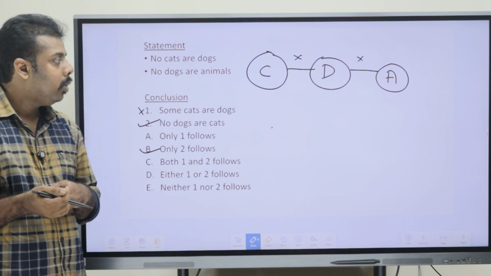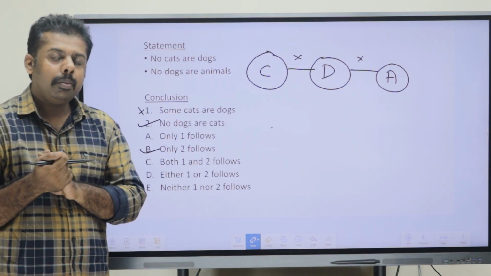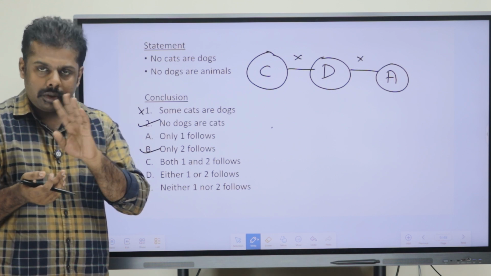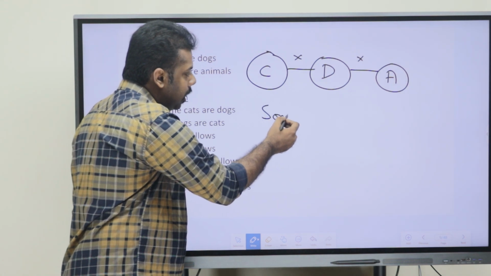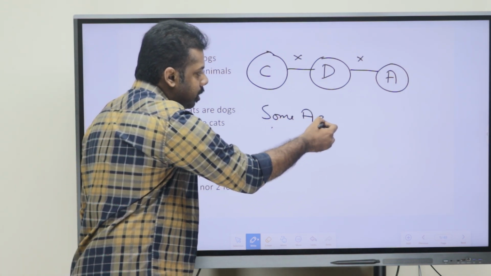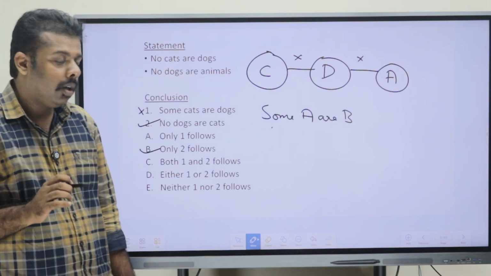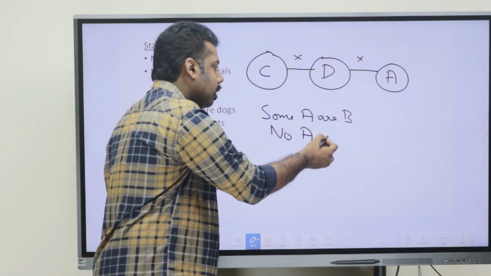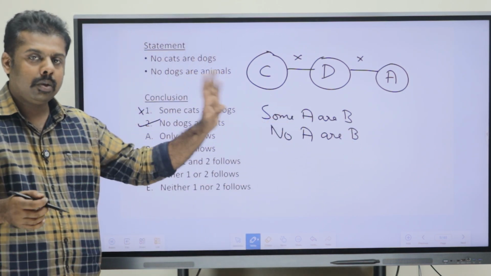Okay. So we can also understand that reverse cases, which all will be right. In some and no cases, the reverse will be right. What does it mean? That if I am saying that some A are B, then the reverse of this, that is some B are A, also is right. Likewise, if I am saying no A are B, then the reverse of this, that is no B are A, is also right.